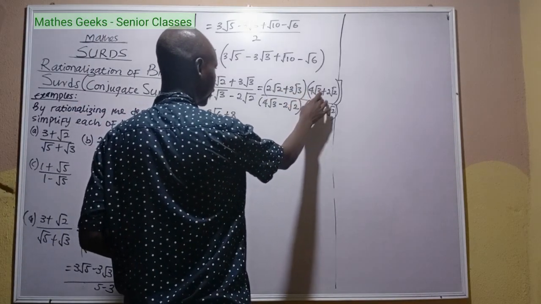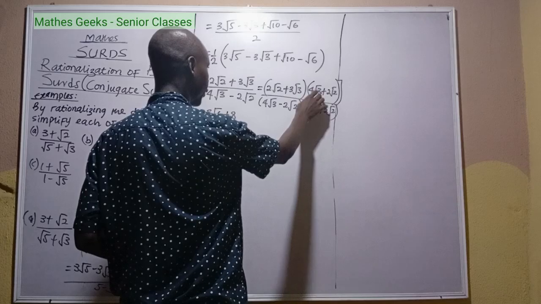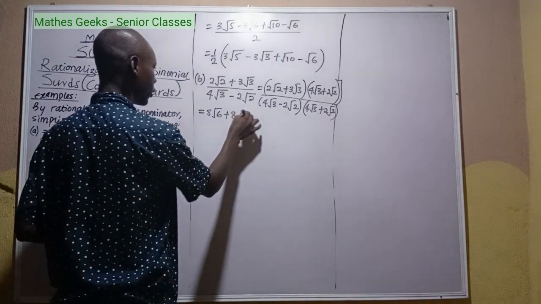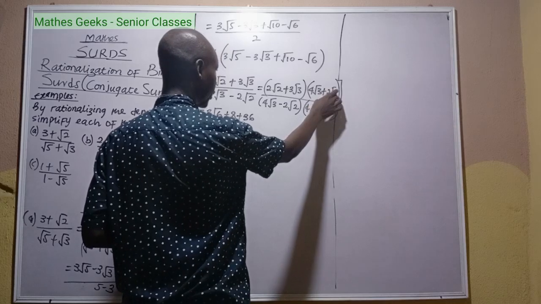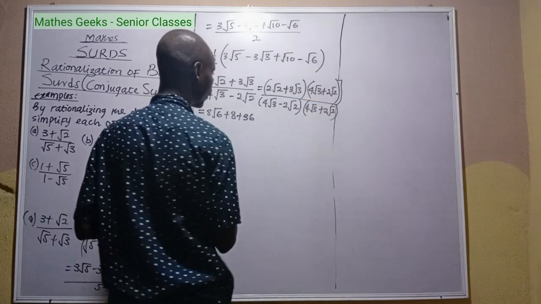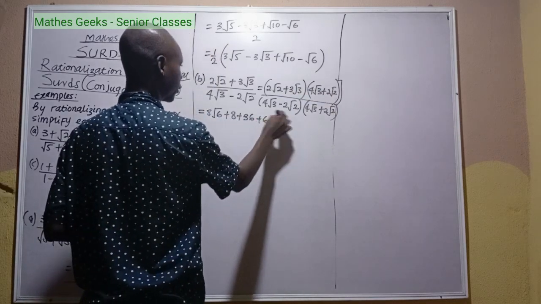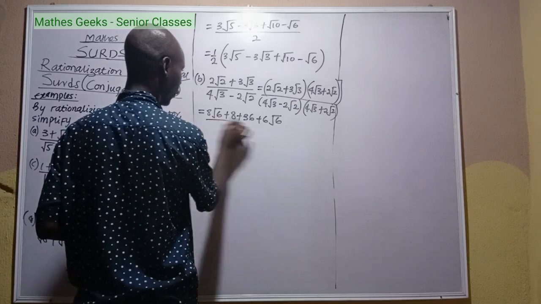Root 3 times root 3 is root 9, which is equal to 3. So 3 times 12 is 36. 3 times 2 is 6. 6 times root 3 times root 2 will give us root 6. That's 6 root 6 over.